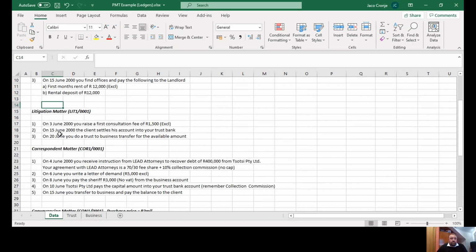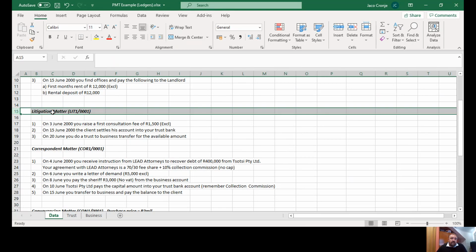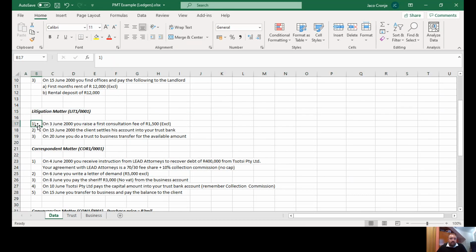Okay, now we're going to start to work with matters. So the first one that we have is matter LIT11. So the first transaction that we have there is we say on the 3rd of June 2000, you raise a first consultation fee of 1,500 Rand exclusive of VAT.